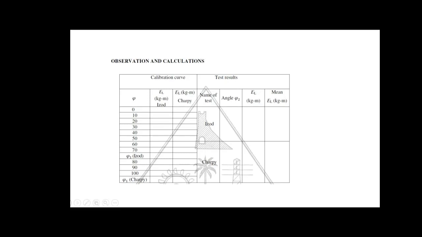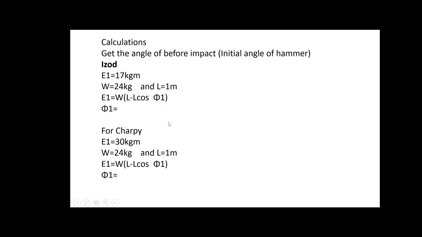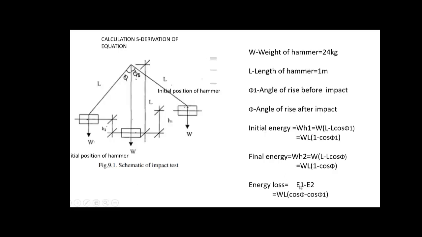Similarly, for the impact testing machine, the reading that we are taking is the angle, and the measurement that we have to get is the energy loss or the impact value. So we know the equation: energy loss equal to E1 minus E2 is equal to WL into (cos phi minus cos phi 1), in which cos phi 1 is a constant for the Izod test and the Charpy test. Then the only unknown is the phi value. Now what we are going to do is, for different values of phi, that means 0, 10 degree, 20 degree, 30 degree, calculate the value of this energy loss or impact value and plot a curve.